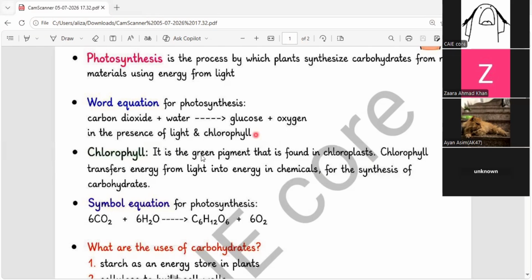So chlorophyll is the green pigment that is found in chloroplast. Then you need to learn what is the job of chlorophyll. They will ask you, what does chlorophyll do? How does it help in photosynthesis? Then you have to write that chlorophyll transfers energy from the light into energy in chemicals. So it basically converts the light energy into chemical energy, and this is used for the synthesis, that is the making of carbohydrate, which is glucose. I hope it's all clear.